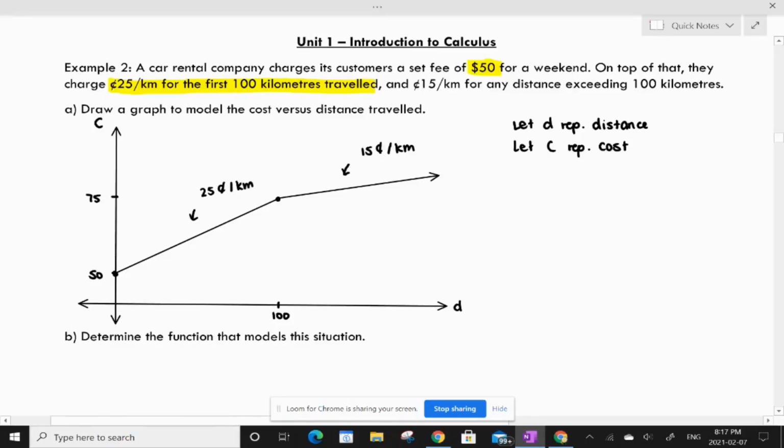And there we go. We've created a rough graph that represents cost versus distance. And we notice here that this is a piecewise function. Let's take a look at B now.